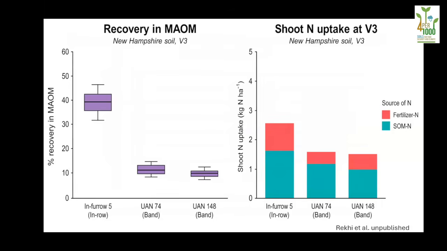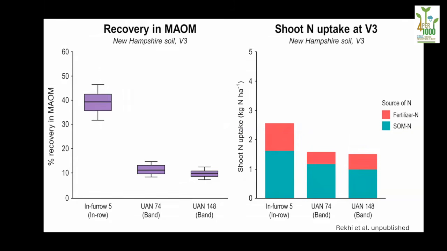And she then looked, using isotope tracers, at the movement of that nitrogen through the MAOM and then into the crop. She found that with the in-furrow rate of just 5, there was a very, very fast recovery at V3 in maize in the MAOM fraction, 10 to 15% for the higher nitrogen application rates. And then you can see the crop uptake from soil organic matter pools and fertilizer on the right.